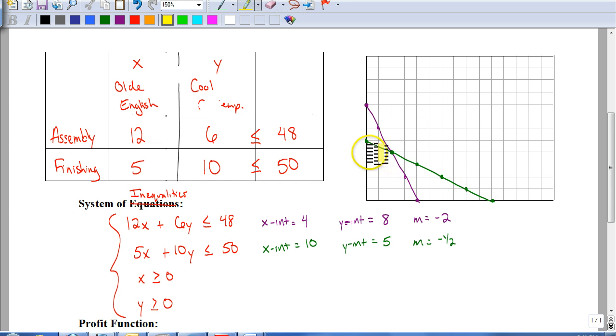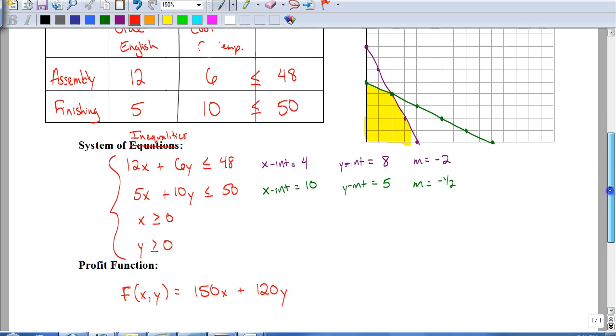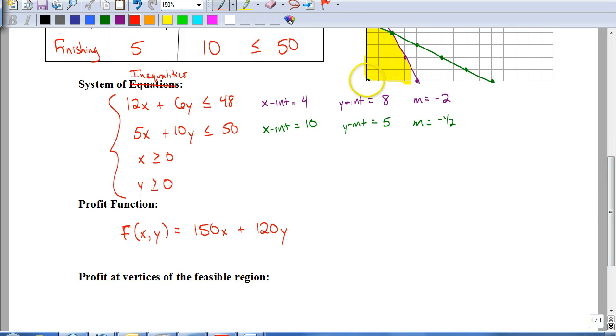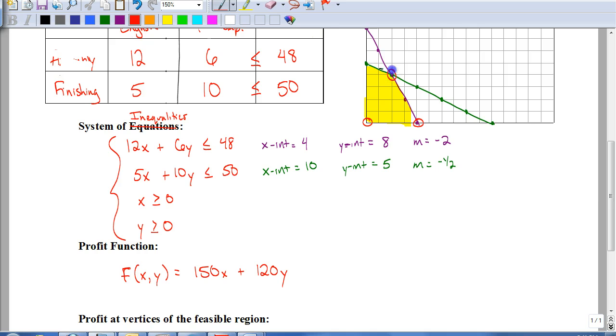Don't forget to be shading these. So there's our feasible region. So when it says for the vertices, there are 4 vertices here. Okay, so our 4 vertices we're going to use. My first vertex, the top one there, is going to be 0, 1, 2, 3, 4, 5.